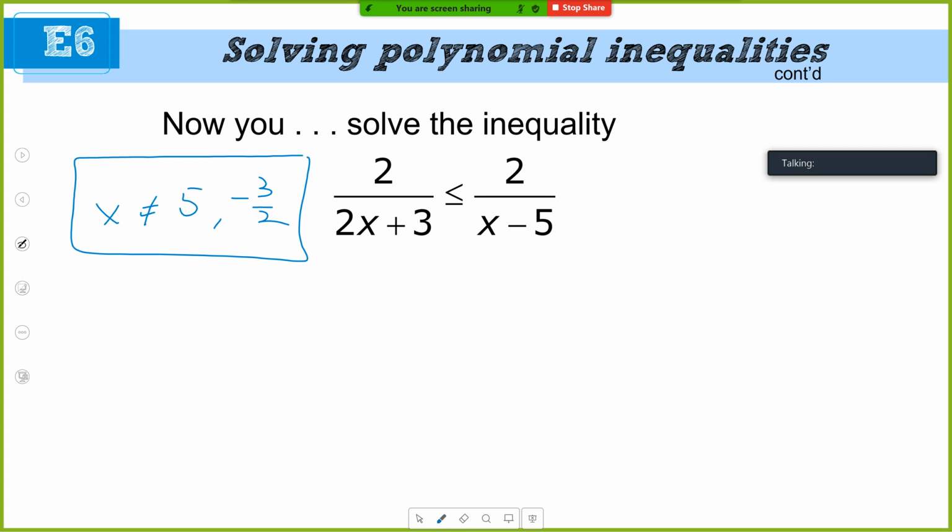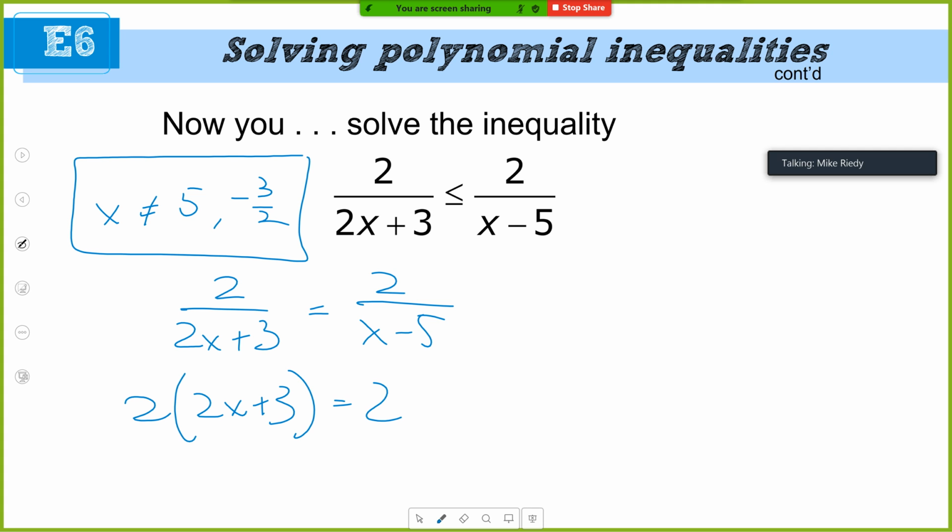Okay. Now, how do we solve that? So obviously step 1, set it equal. So turn it into an equation. Now, somebody already mentioned common denominator. I wouldn't do it that way. How would you do it? Cross multiply. 2 times 2x plus 3 is equal to 2 times x minus 5.